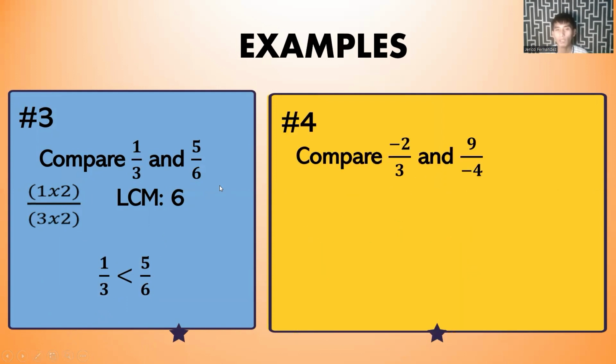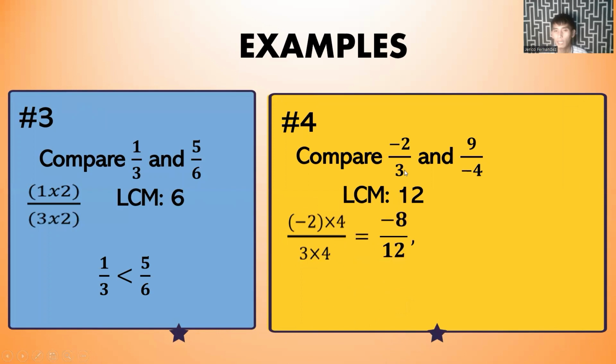Number 4, compare negative 2 over 3 and 9 over negative 4. What is the first thing that we're going to do? We have to check and make sure that all of the denominators are positive. And then, kapag na-check na, so multiply by negative 1 para maging positive. So, magiging negative 9 over 4 to. So, magkaiba sila ng denominator. Iko-convert naman natin into like fractions. So, LCM is 12. So, this one will be negative 8 over 12. And this one will be negative 27 over 12.